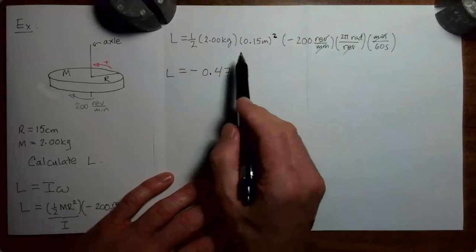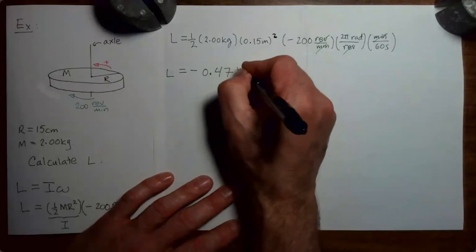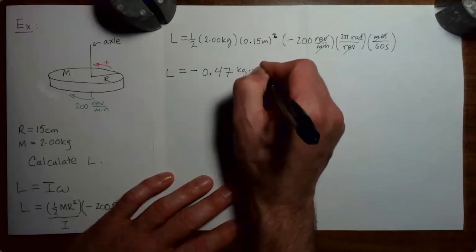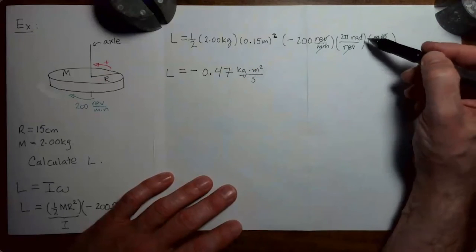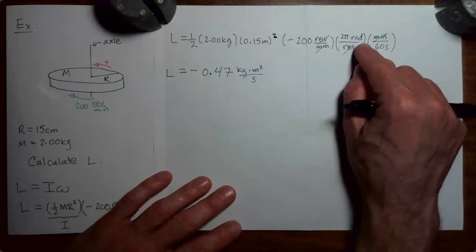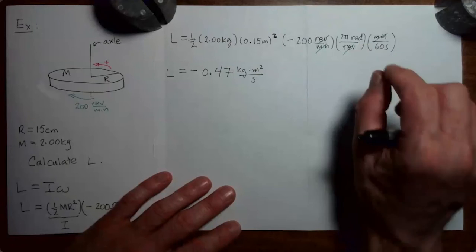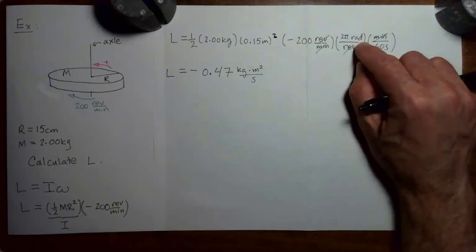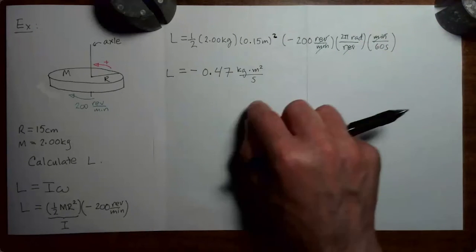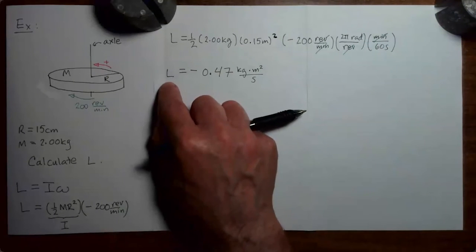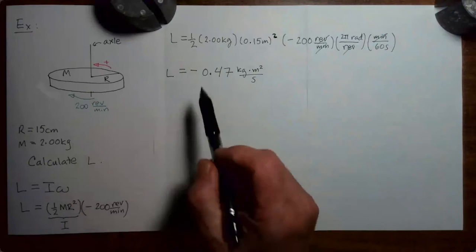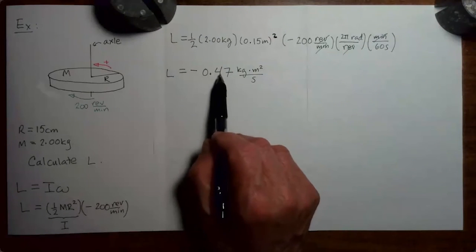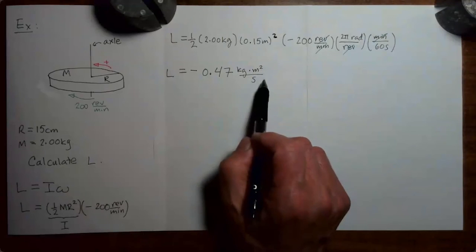Now, what about the unit? I have kilograms times meters squared over seconds. Now, what about radians? Remember that radians is not a real unit. Radians is in there to remind us that we are measuring angle in a particular way. However, radians is typically dropped when we go to a dynamic quantity such as angular momentum. So we're just going to say that the angular momentum of that cylinder is minus 0.47 kilograms meters squared over seconds.